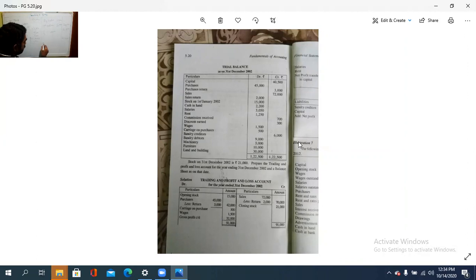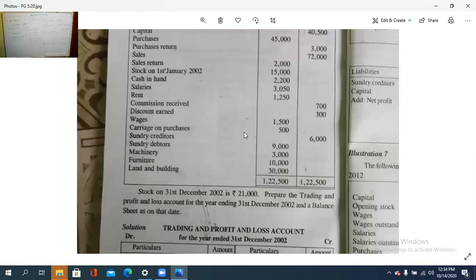That is to be next procedure brought down. Then what else is there? What are the other items to be debited? Salaries. P&L account we need to prepare. So salaries, how much is there? 3,050.